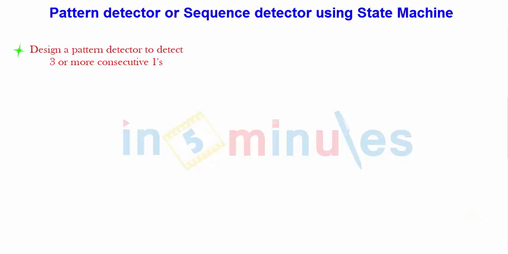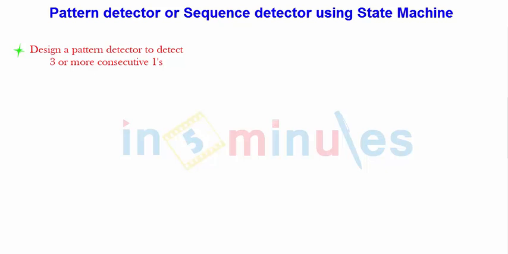The question asked here is: given a pattern detector to detect 3 or more ones in consecutive order, meaning there is an input X through which a continuous data stream is coming and you have to detect 3 consecutive ones or a bit stream of ones coming more than 3 times consecutively. For this we need to draw the state diagram.